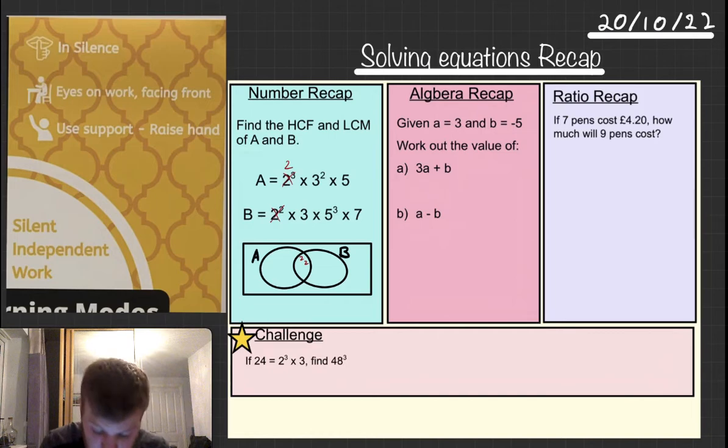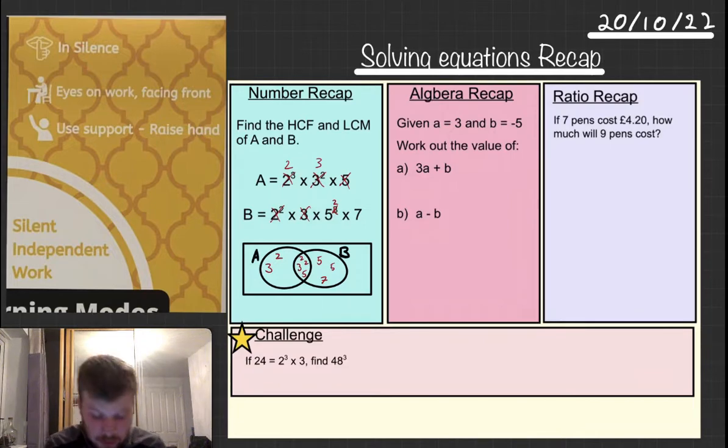I've got 3 squared and a 3, so I can fit a 3 in the centre, and I've only got one 3 left. I've got 5 cubed and a 5, so I can fit a 5 in the centre because it is common, but now that is just 5 squared, and I've got a 7. So how else am I going to do this? On the outside, in the A section, I've got a 2 and a 3 left over. In the B section, I've got nothing here, nothing here. I've got 5 squared and a 7. Actually, I'm going to write two 5s and a 7.